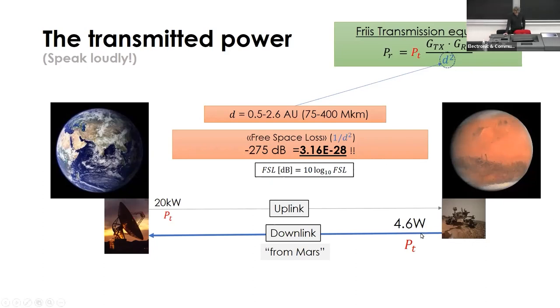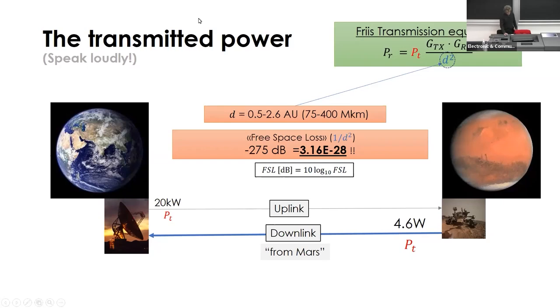Unfortunately, in our problem, we cannot make this transmitted power too large because we are considering the so-called downlink from Mars down to Earth. And on Mars, we are representing here the rover or some device that is transmitting that is quite small. The available power there is not that large. So in practice, this power is 4.6 watts. That is very small. It's not impressive. While, for example, if you consider the uplink, the available power on the transmitter antenna is like 20 kilowatts. Very different. But here we focus on the bottom part, the downlink. So this number cannot be very large.